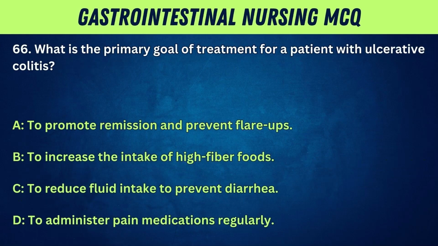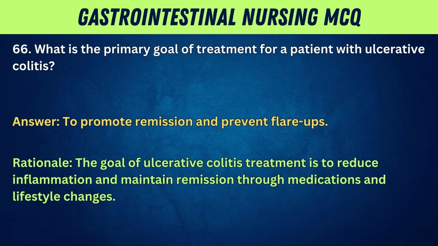66. What is the primary goal of treatment for a patient with ulcerative colitis? A. To promote remission and prevent flare-ups. B. To increase the intake of high-fiber foods. C. To reduce fluid intake to prevent diarrhea. D. To administer pain medications regularly. Answer. To promote remission and prevent flare-ups. Rationale. The goal of ulcerative colitis treatment is to reduce inflammation and maintain remission through medications and lifestyle changes.